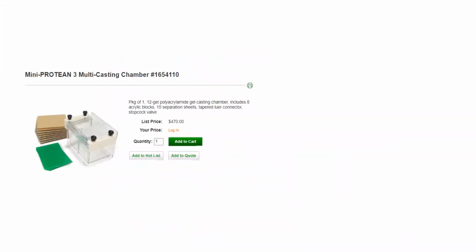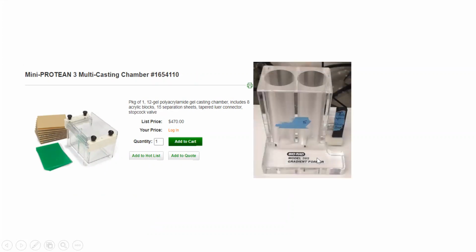So first, you need to buy this one. This is a chamber to make gel. I will introduce how to use it later. And another was the gradient former.